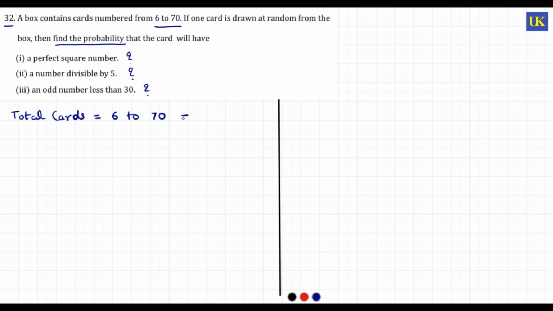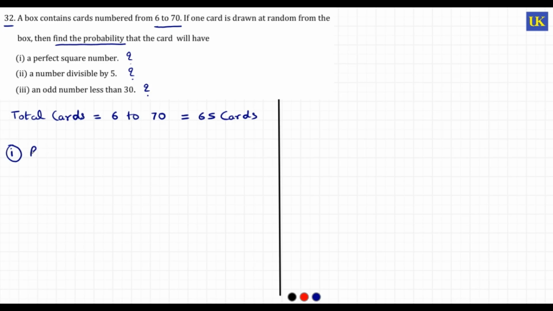So 6 to 70 means the total cards are actually 65 cards. Okay, so if you start counting from 6 to 70, the total will become 65 cards. So now we will see the first question, first sub question. What is the probability that the card will have a perfect square number?